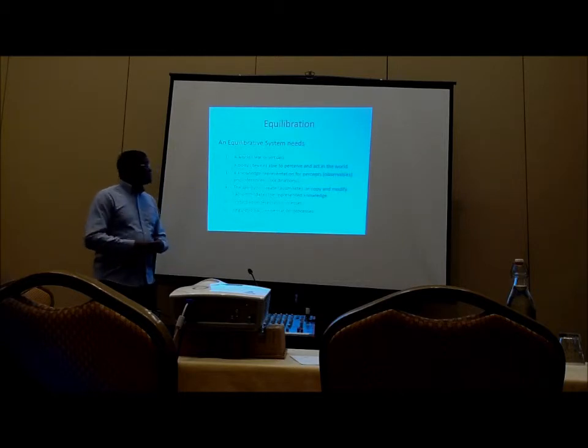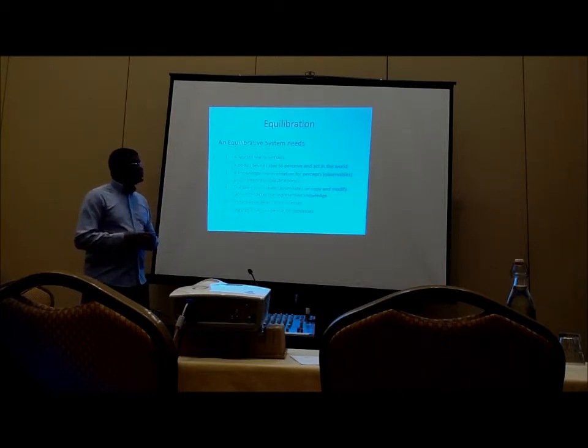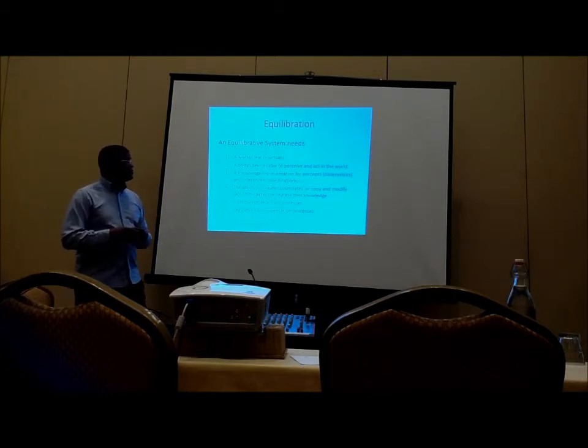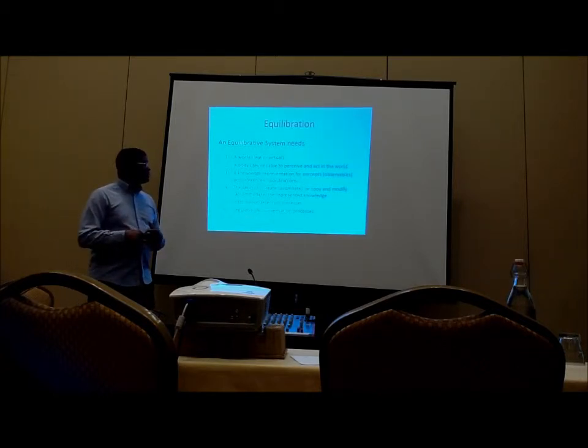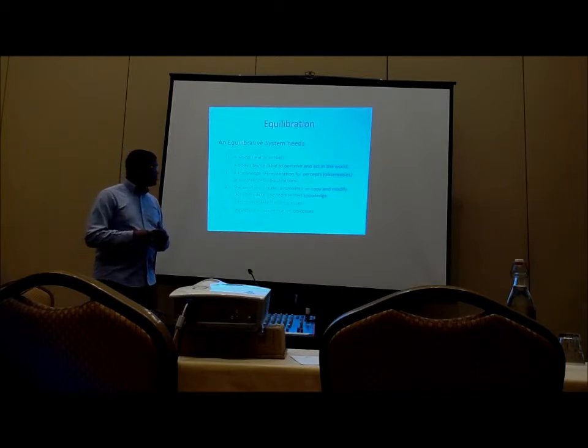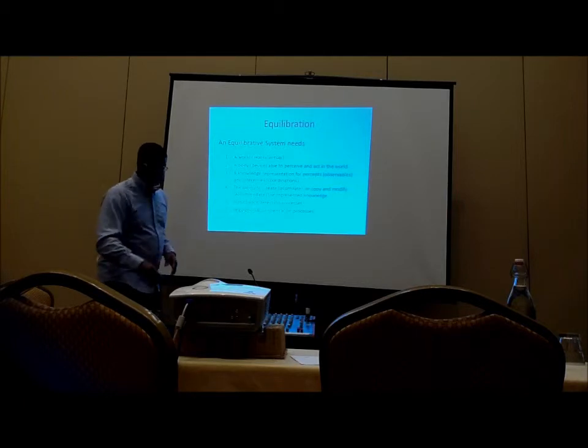An equilibrative system needs to have a world, real or virtual, in which it resides, a body or a device able to perceive and act in the world, a knowledge representation for percepts, the observables and inferences with coordinations, the ability to create, copy, or modify the represented knowledge, and a disturbance detection process, and a regulation and compensation process.